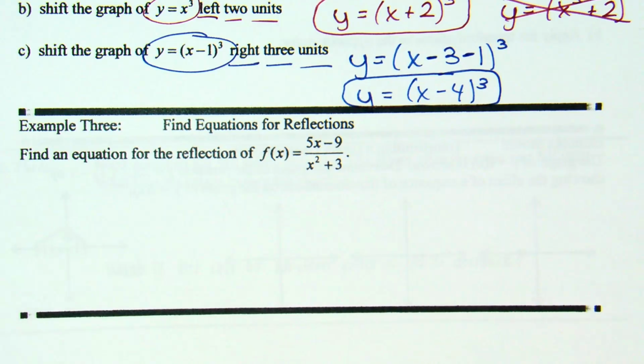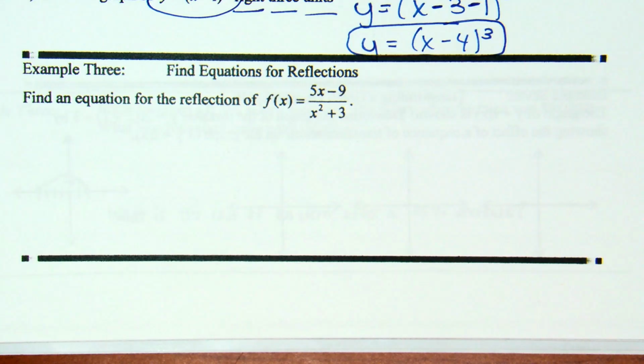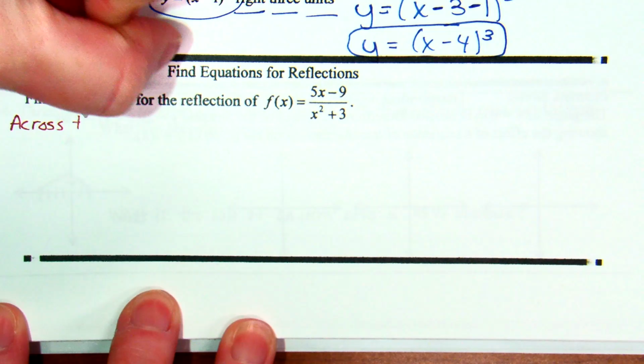Example 3 takes us into reflections, okay? And right here it's talking about finding equations for reflections. So find an equation for the reflection of f of x equals 5x minus 9 over x squared plus 3. We're going to talk about all 3 options here. I'm going to use lots of space here, and start by doing the reflection across the x-axis.